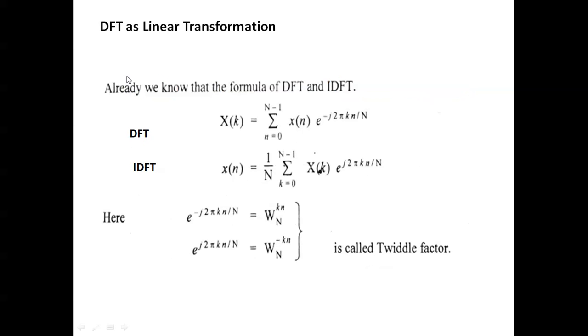Then the DFT as a linear transformation. This is the DFT equation and this is the twiddle factor equation, W of kn divided by n, that is e power minus j 2 pi kn divided by n. If the minus kn is there, then it is plus j. So this is a complex conjugate, which will be mentioned with a star.